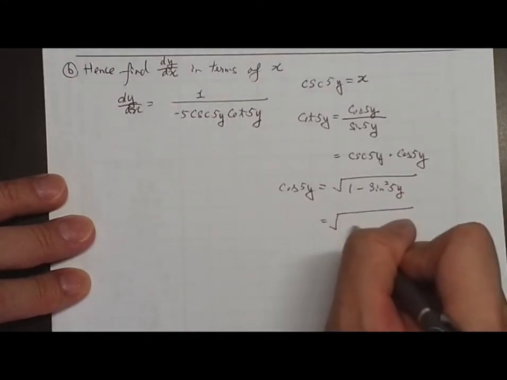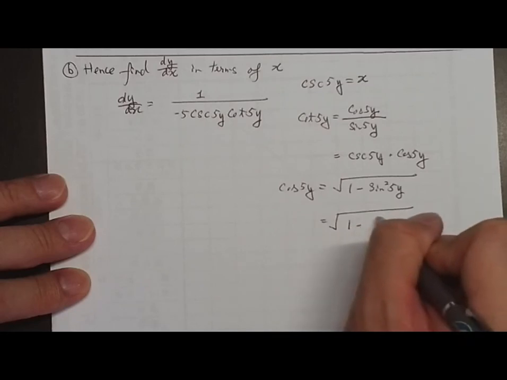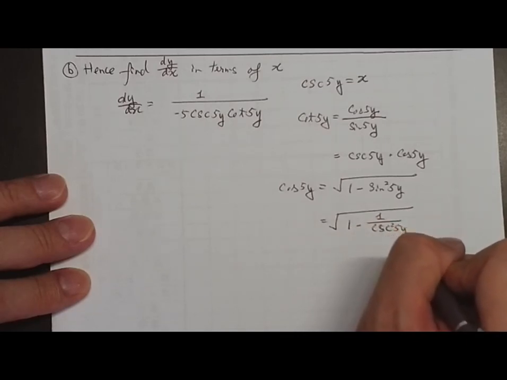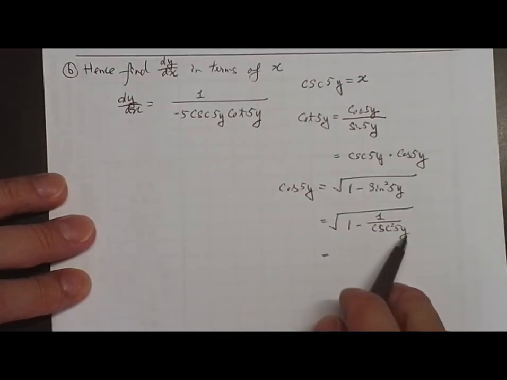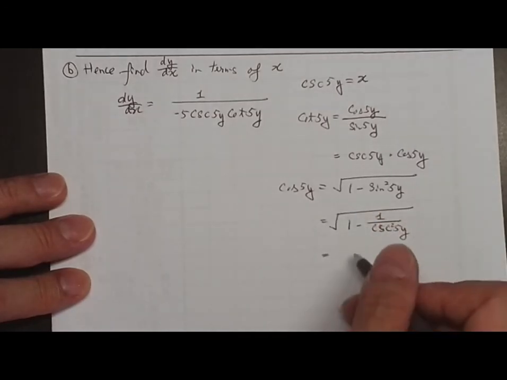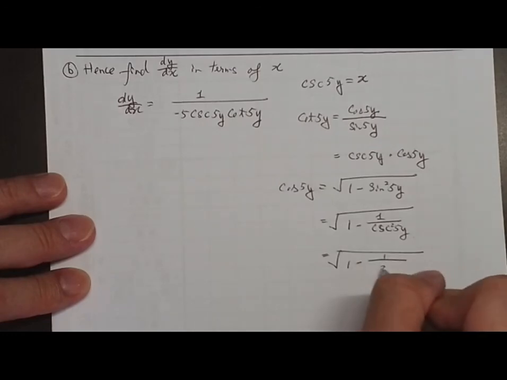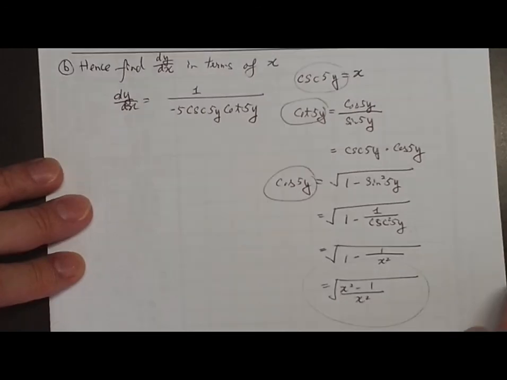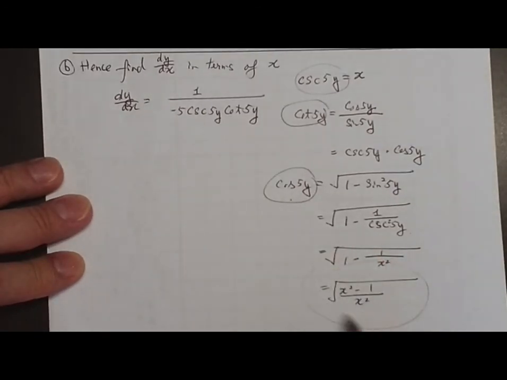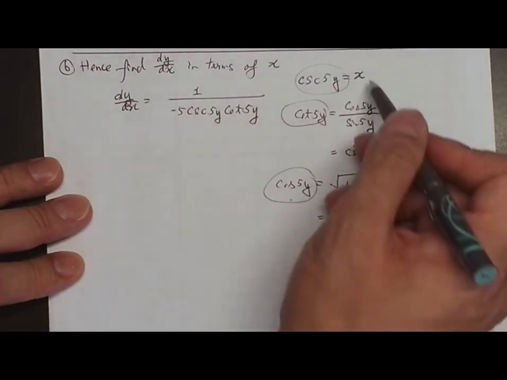Equal to square root of 1 minus 1 over cosecant squared 5y. We know that cosecant 5y is x, so cosecant squared 5y is x squared. So this one is equal to square root of 1 minus 1 over x squared, and is equal to square root of (x squared minus 1) over x squared. So this is the cosine 5y equal to this one, and cosecant 5y equal to x.